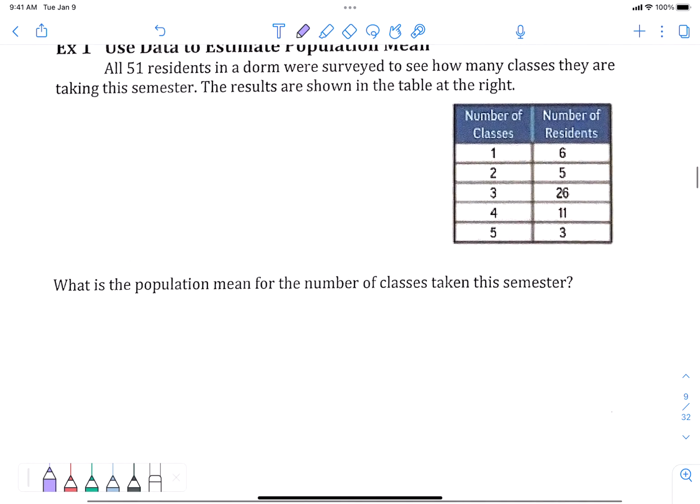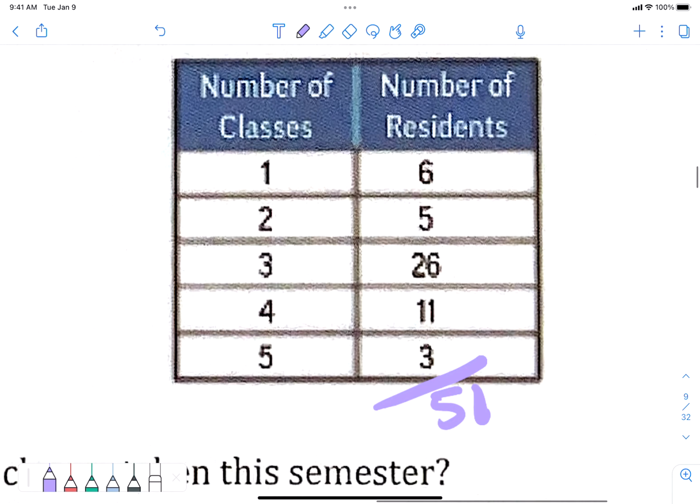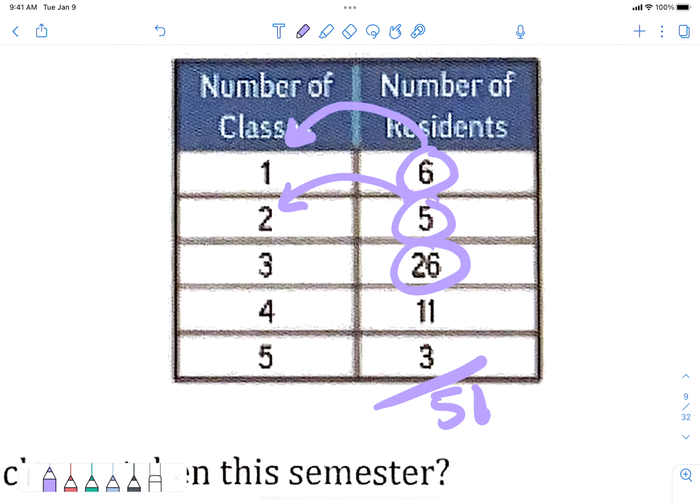All right? Let's go down to this one right here, example 1. There are 51 residents in a dorm. The total is 51, if you want to mark that table there. We have 51 students in a dorm, and they were taking a certain number of classes. There were 6 students taking 1 class. There were 5 students taking 2 classes. 26, the majority of students, were taking 3 classes, etc., right? Then we have 3 students going above and beyond and taking 5 classes. They're really filling their schedule, right?